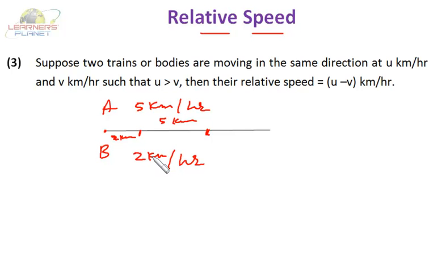Are you getting my point? So in 2 hours they will be 6 kilometers apart, and in 3 hours they will be 9 kilometers apart. So this difference per hour is their relative speed. This difference in their speeds is their relative speed. That means every hour A is running 3 more kilometer than B. Or we can say A is gaining 3 kilometers per hour from B.